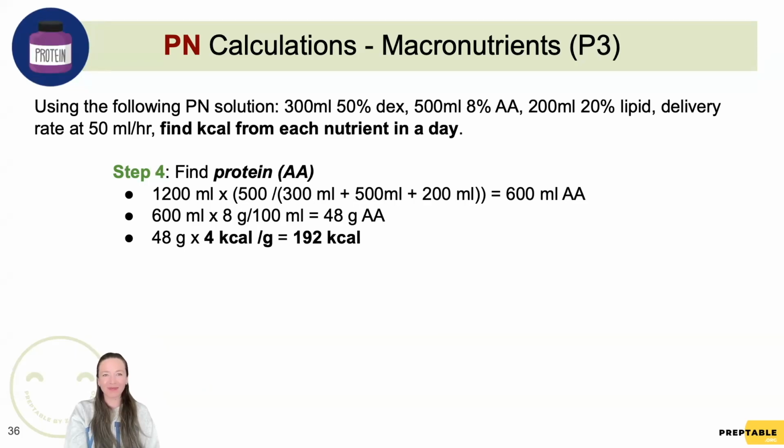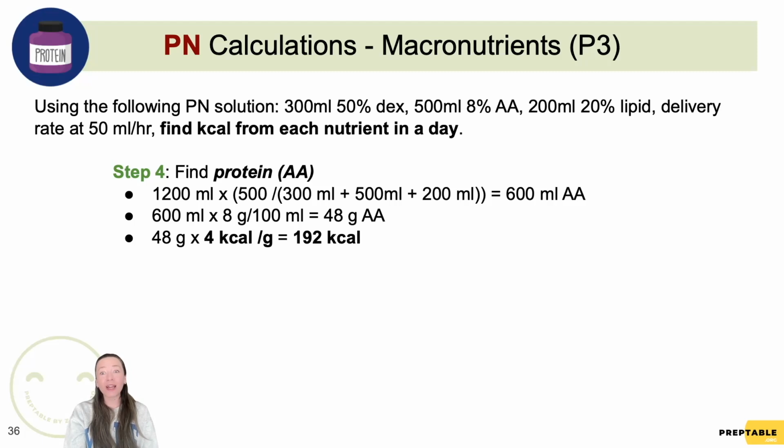Okay, step 4. Let's find the kcals from amino acids in our PN solution. So same as carbs and method 1 lipids, we will first calculate the total volume of amino acids in the solution using the given concentration and total volume of the PN solution. So 1,200 ml times 500 ml of amino acid divided by the 300 ml dextrose plus 500 ml amino acid plus 200 ml of lipid, and we get 600 ml of amino acid.